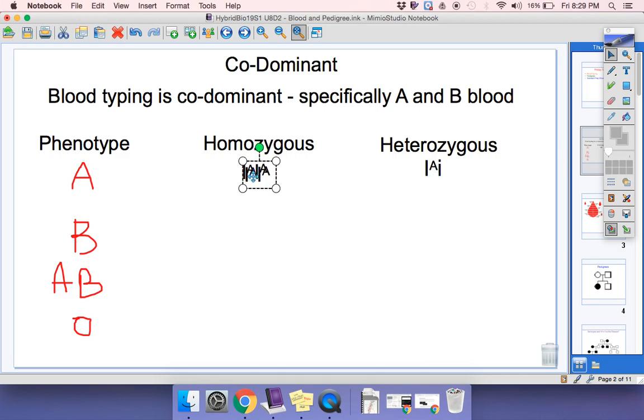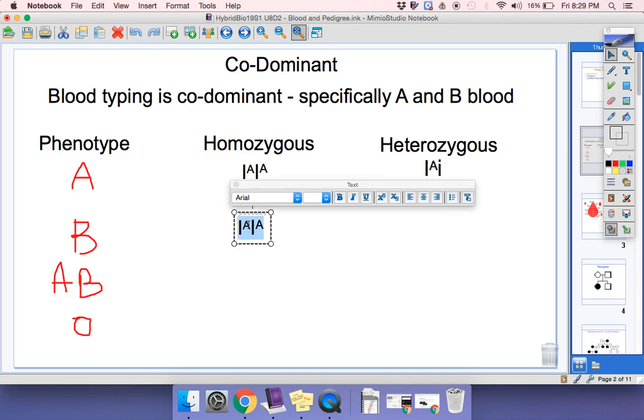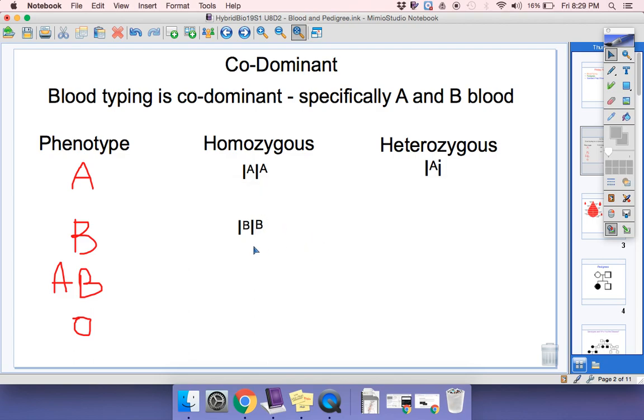Okay. B blood is very similar to A blood, except instead of each parent giving you an A, each parent gives you a B. And it's shown I^B, I^B. Same with the heterozygous. If one parent gives you B blood and the other parent gives you the O blood allele, you would be I^B, little i, for one B blood type and one O.